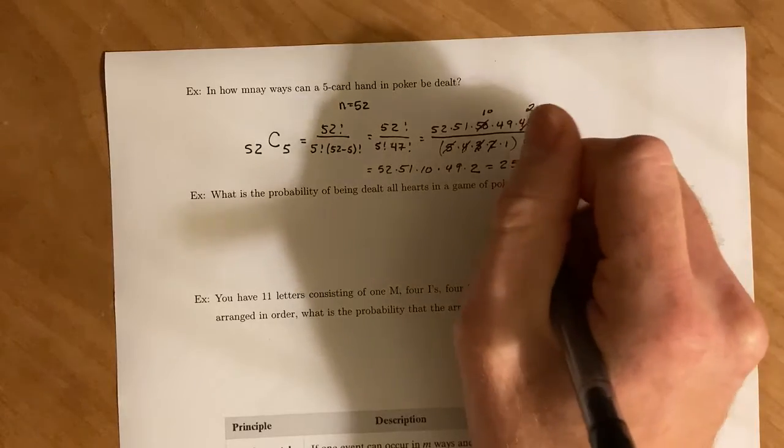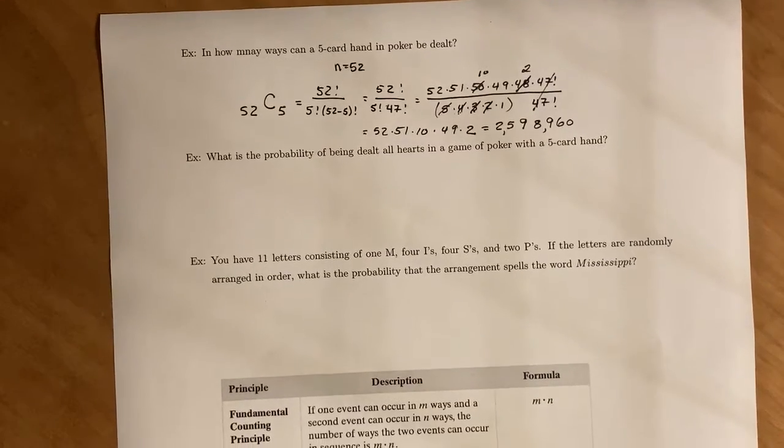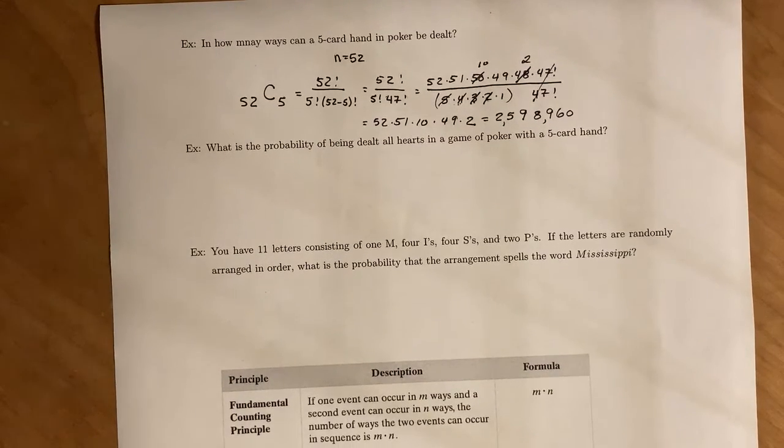259,860. I misspoke. So there's 2,598,960 different 5-card hands that you can have in poker. That's a lot of cards, or a lot of different ways of putting together those cards.